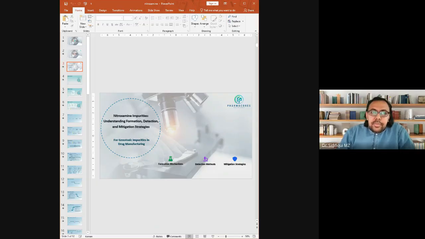Analytical intricacies, regulatory frameworks such as CPCA, the most important, and the forward-looking strategies on how we can systematically mitigate the risk associated with these impurities.